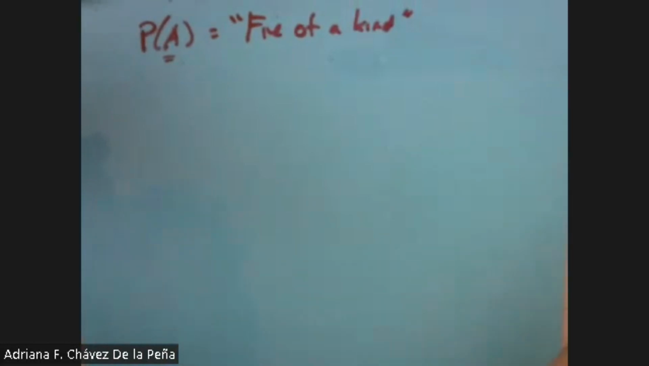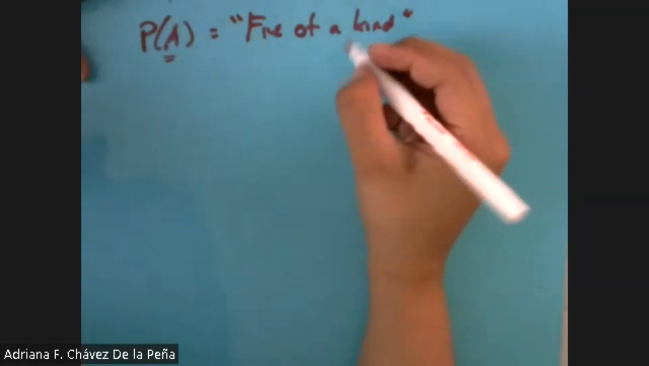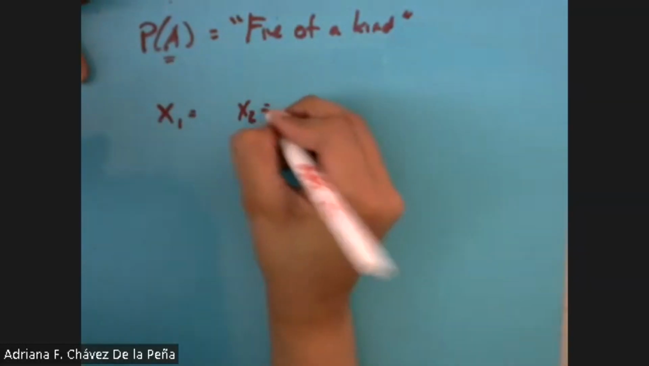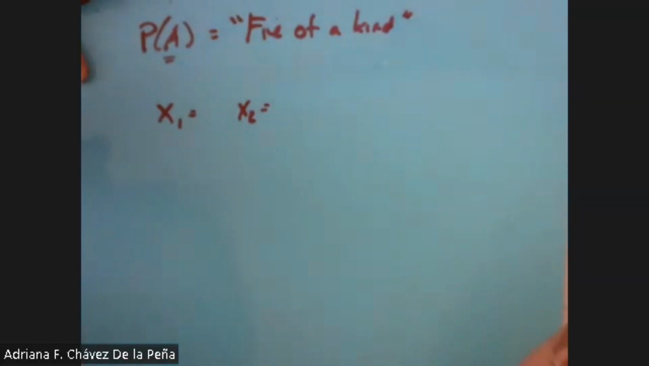So we know that we have 5 dice, right? Let's start by denoting each of those dice. X1 is going to be the result of the very first die, X2 is going to be the result of the second die, and so forth.